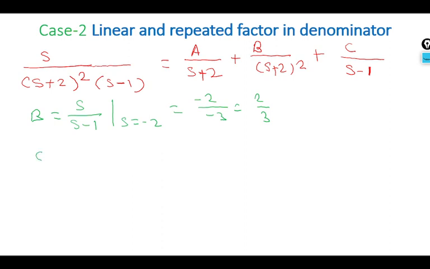Similarly, the value of c we can get by the shortcut method. So c equal to, just ignore the s minus 1 factor. We're left with s upon (s plus 2) squared, where we put s equal to, equate this denominator to 0. So s is equal to 1. 1 upon 1 plus 2 is 3, 3 squared is 9. So the value of c is 1 by 9.